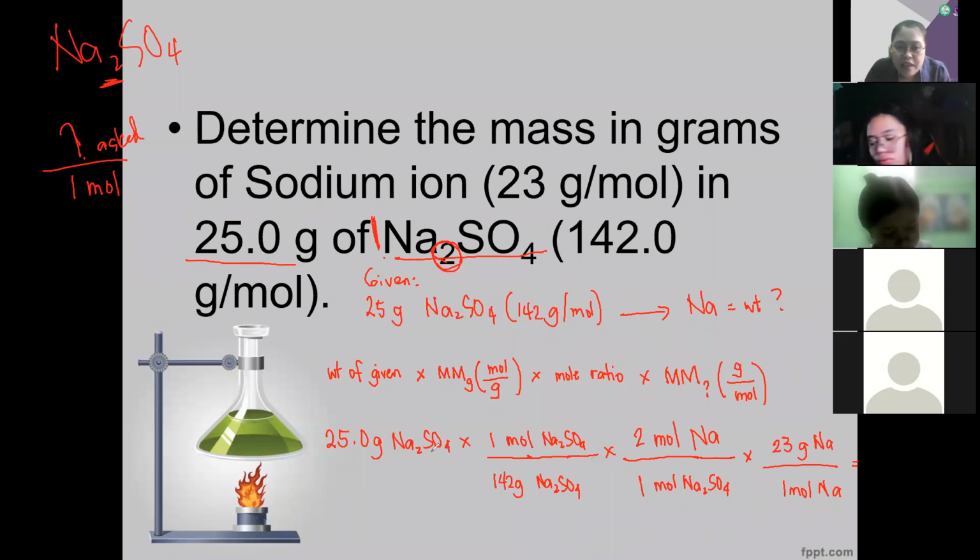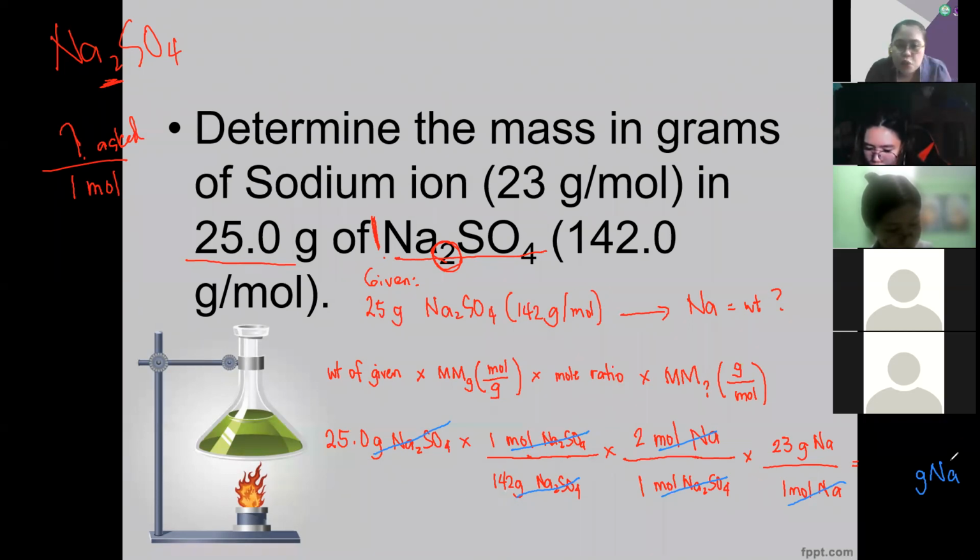Kung nakikita natin, class, we can actually cancel the unit. So, di ba, ito grams of sodium sulfate and then parehas sila sa baba, grams ni sodium sulfate. Ito din, pwede natin i-cancel, mole of sodium sulfate and then mole of sodium sulfate. And then, mole of sodium sa taas, sa baba, meron tayo ditong mole ni sodium. So, ano yung naiwan na unit? Grams ni sodium. So, ma-answer natin yung ating problem kung ilang mass in grams of sodium is present in 25 grams of sodium sulfate.